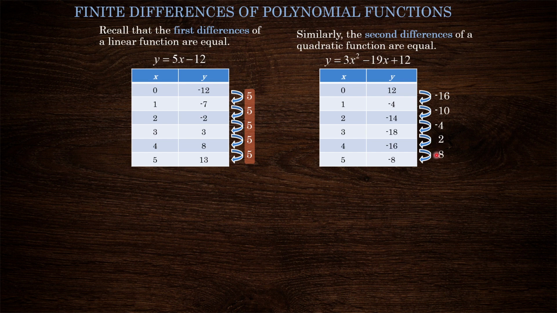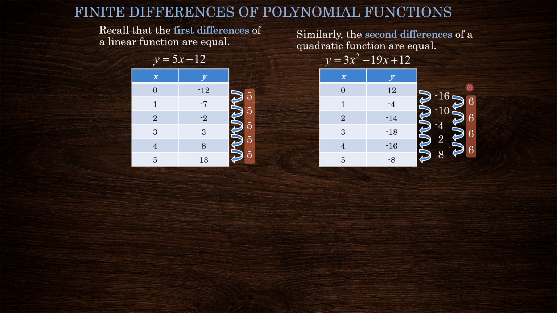So our first differences are not equal for this quadratic function. So we do not have a constant rate of change here. But let's take a look at our second differences. That is the differences of the first differences. From negative 16 to negative 10, that is an increase of 6. Similarly, from negative 10 to negative 4, we went up 6. Negative 4 to 2, increase of 6 again, and 2 to 8 is an increase of 6. So our first differences were not equal, but our second differences are.